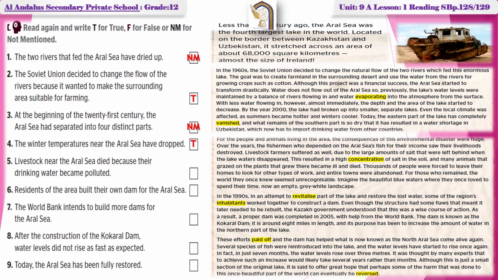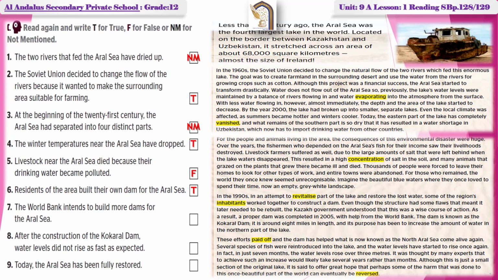Sentence 5. Livestock near the Aral Sea died because their drinking water became polluted. That's right. This sentence is false. Of course, the water has not become polluted, but there was some sort of concentration of salt in the soil. Sentence 6. Residents of the area built their own dam for the Aral Sea. Very good answer. This is true. How can we work out the evidence for this sentence?